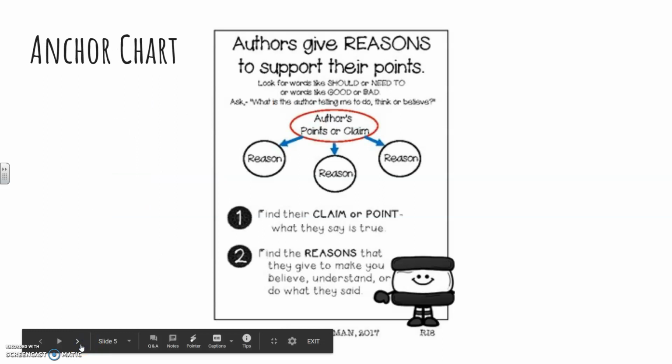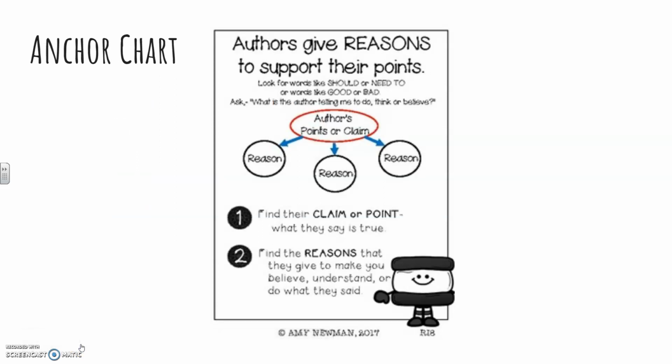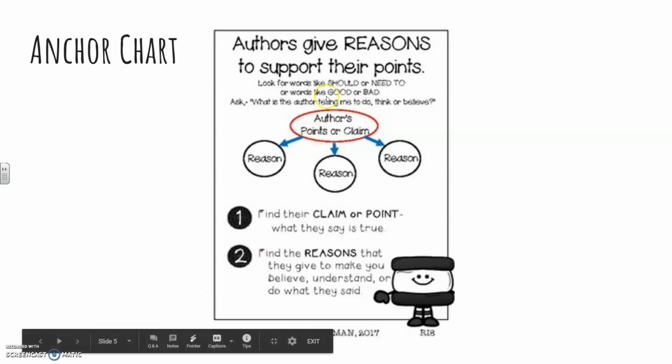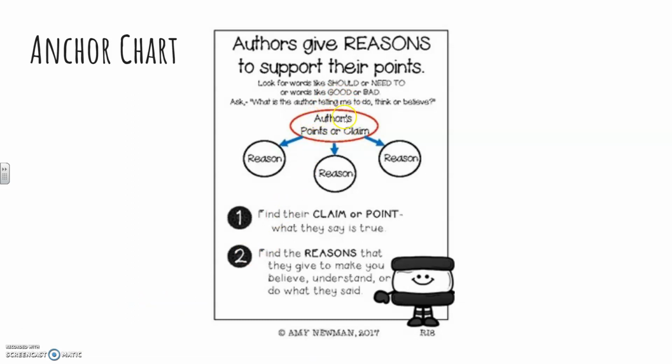Here's an anchor chart. Take a few minutes to look deeper into this anchor chart, and it simply says authors give reasons to support their points. So we have the author's points. In this area, we have the author's points or their claim. Whatever they say, their point, their claim, they're going to back up with reasons and evidence to show us that what they are saying is true. They have to prove a point to us. So in order to prove their point to us, they're going to give us reasons and evidence to back it up.